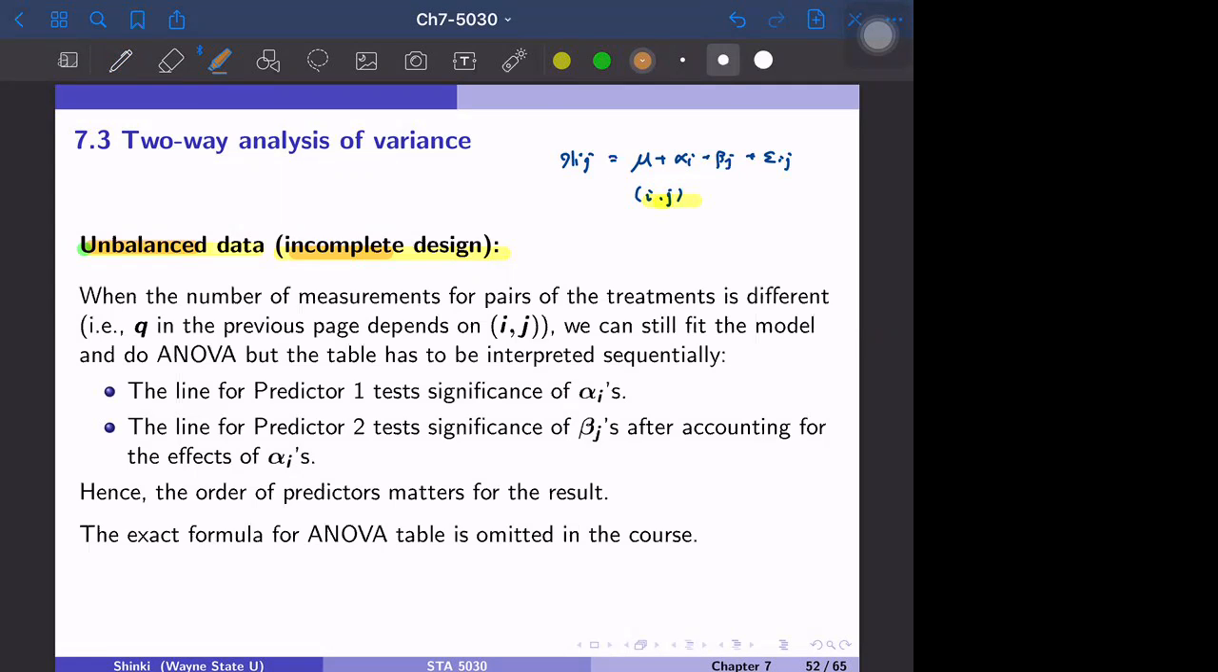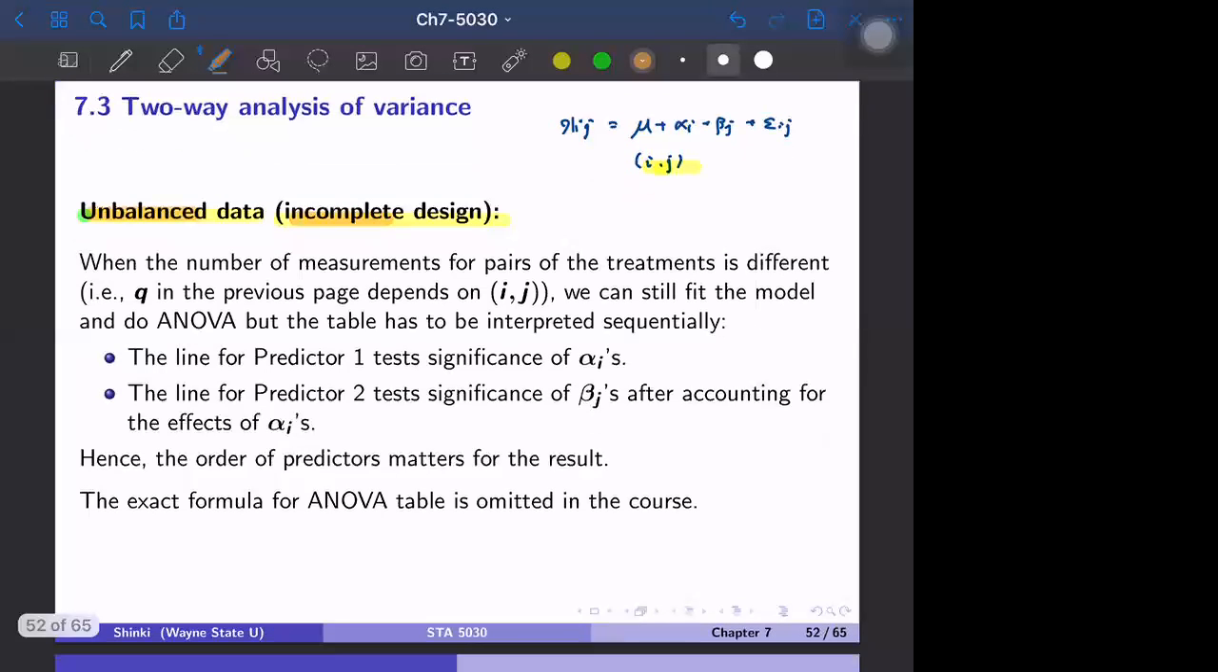When the number of measurements for the pairs of treatments is different, we can still fit the model and do ANOVA, but the interpretation of the ANOVA table has to be different, and it should be sequential. So the model x_ij equal to mu plus epsilon_ij is tested against x_ij equal to mu plus alpha_i plus epsilon_ij.